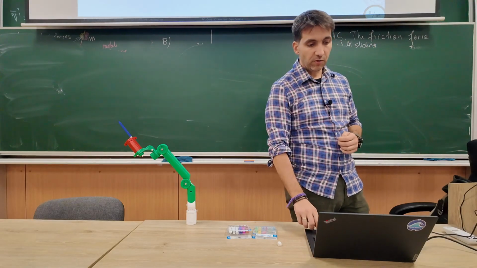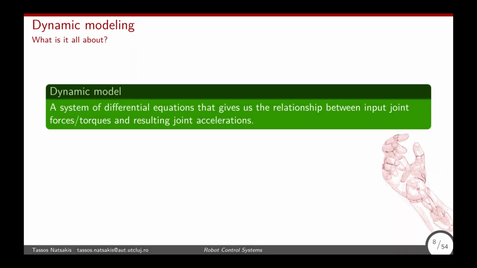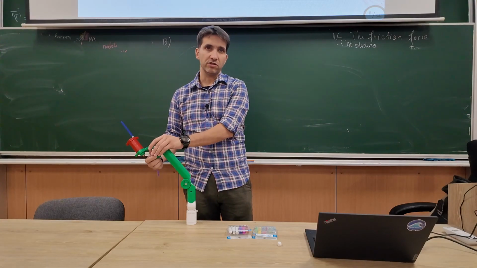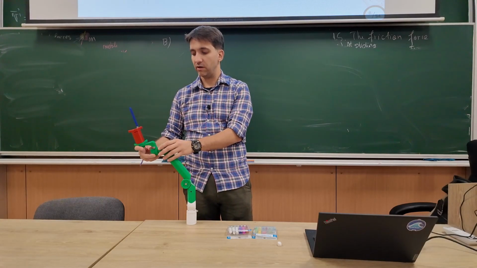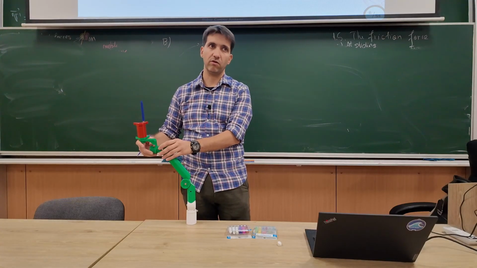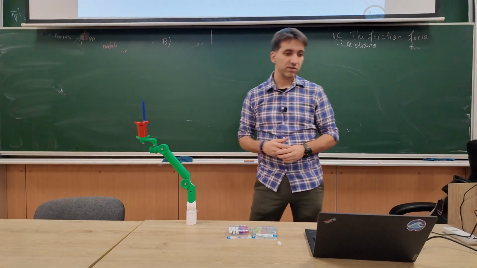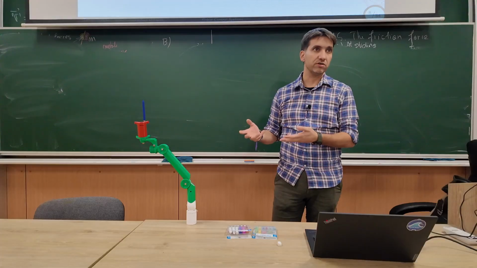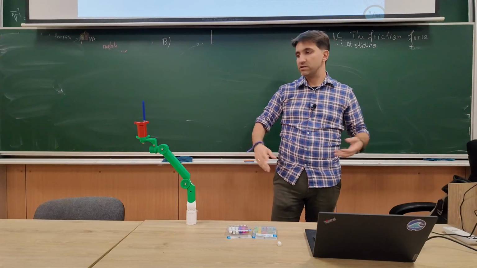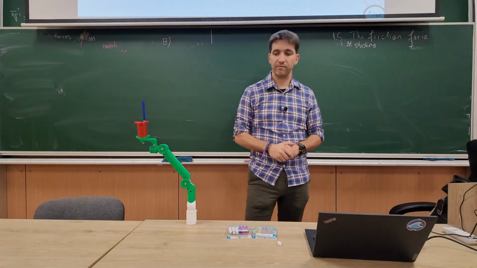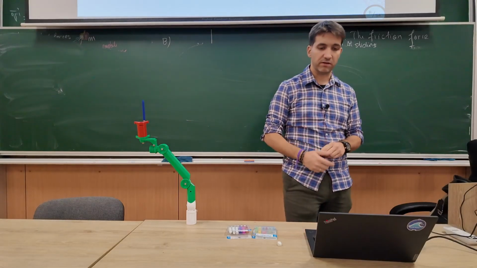Great. So what we're trying to define is equations of motion for the robot, which means, as you probably know from physics, equations of motion are differential equations. They have to do with velocities and accelerations, and these are derivatives of position. So we're talking about differential equations that give the relationship between input forces or torques and resulting joint accelerations, whether they're angular or linear. Angular for revolute, linear for prismatic.